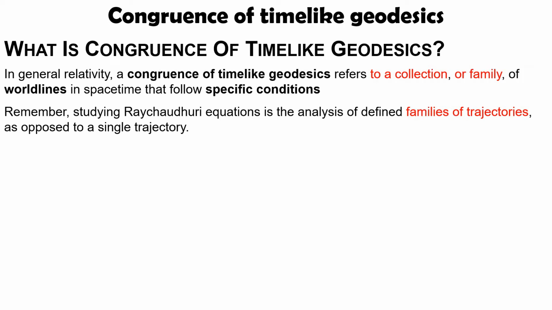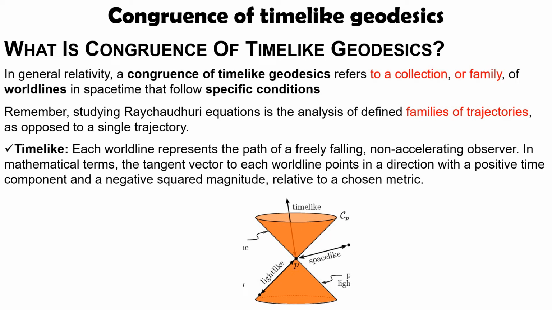Now, I was talking about how the congruence of timelike geodesics is a collection which follows certain specific conditions. The first condition is that it is time-like. I hope this is absolutely school-level physics. I don't need to explain what is time-like, but just to give you an understanding, this is what is time-like. Each world line represents the path of a freely falling, non-accelerating observer.